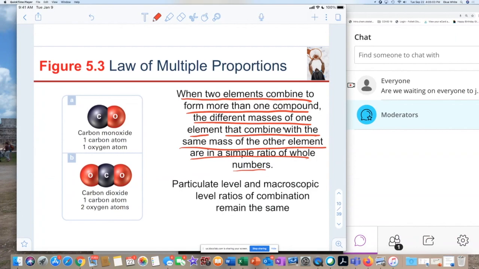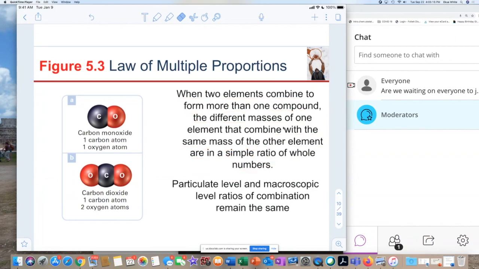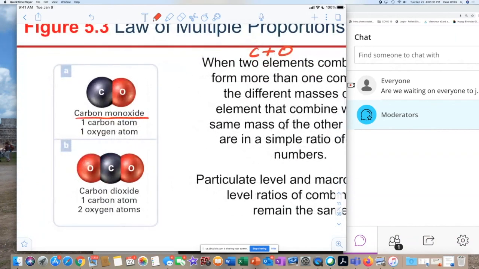So what this is saying is, let's say we have 2 elements, and these 2 elements have an ability to combine to form a compound, okay? So in the example they gave us here, the 2 elements are carbon and oxygen. So you have carbon and oxygen, two elements combining to form more than one compound. Our first compound here, on the left, is carbon monoxide. Second compound on the right is carbon dioxide.